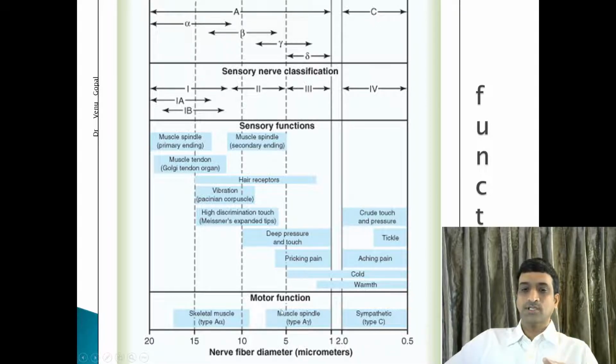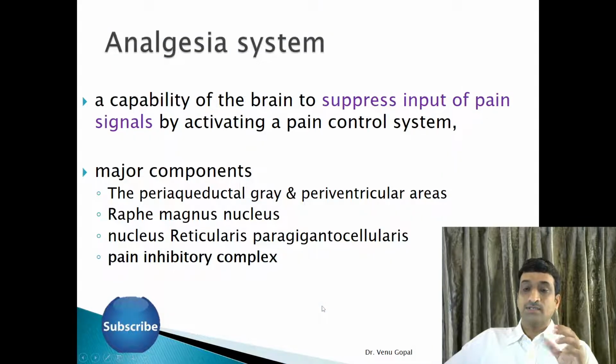Then if you take up the motor functions also at the bottom, the classification based on the motor functions. So A alpha, A gamma. A alpha is innervating the skeletal muscle throughout the body. That is extrafusal fiber, fiber present outside the muscle spindle. The muscle fiber that is present inside the muscle spindle is intrafusal fiber. That is innervated by A gamma fiber. Sympathetics we have type C fibers. Okay, this is rough classification of nerve fibers. Then we will go to the next system.